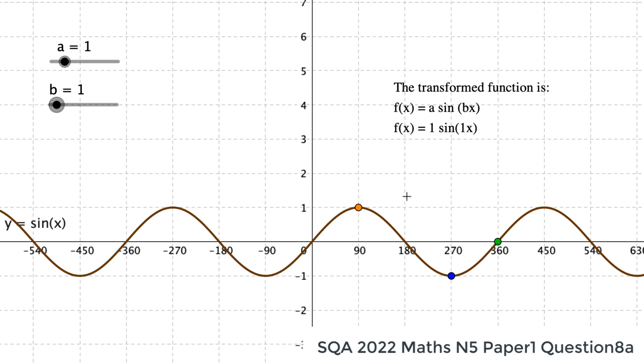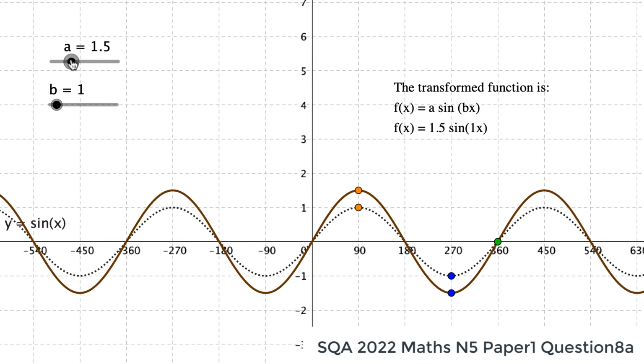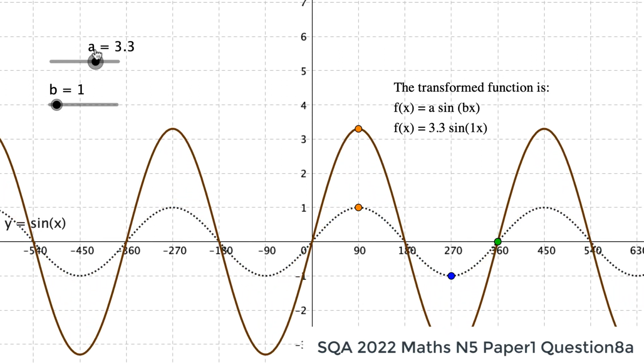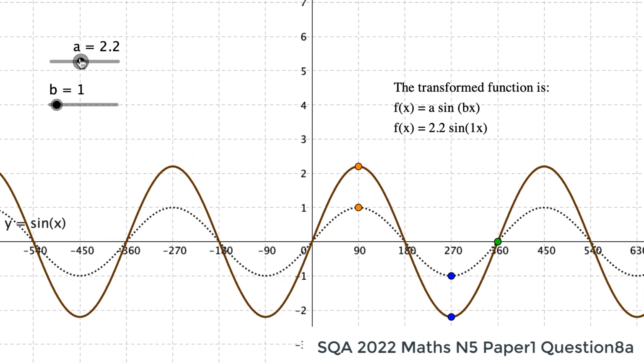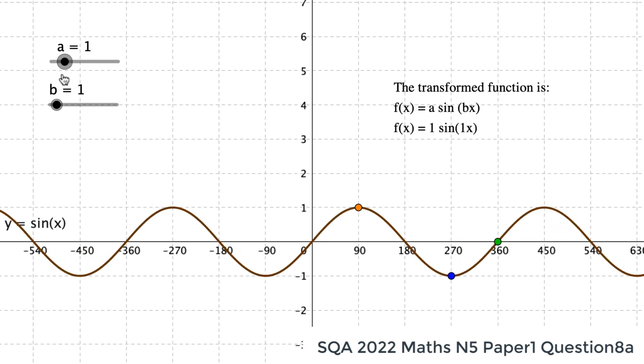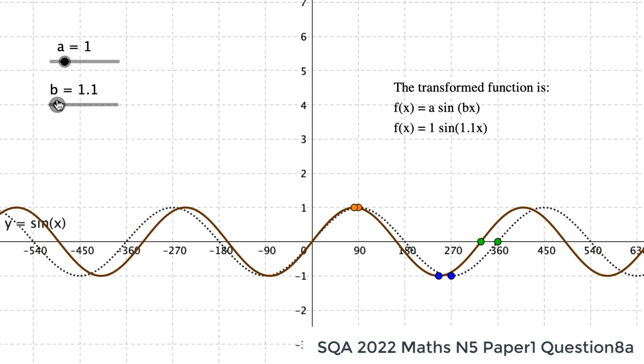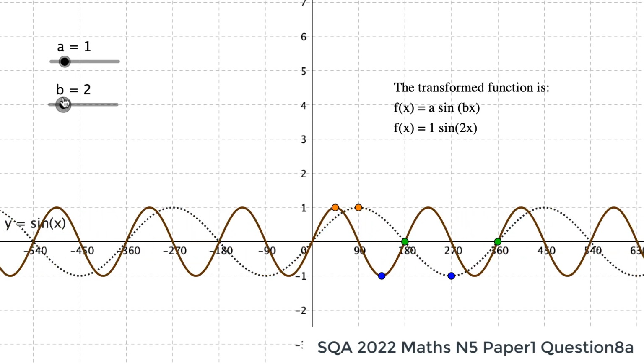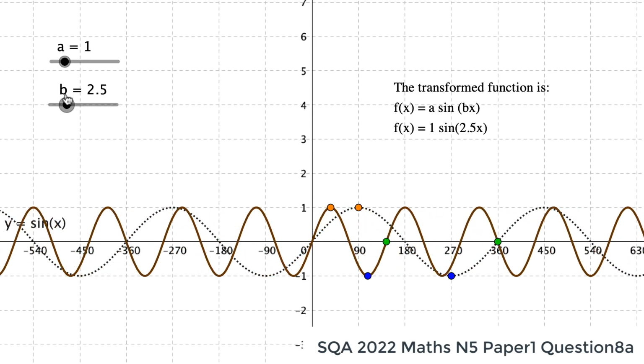Now let's have a quick feel for what these a and b numbers do. a is at the front, in front of the sine, and b is in front of the angle. So if we increase a, you can see that that's affecting the amplitude. And then if we increase b, you can see that's affecting the period.